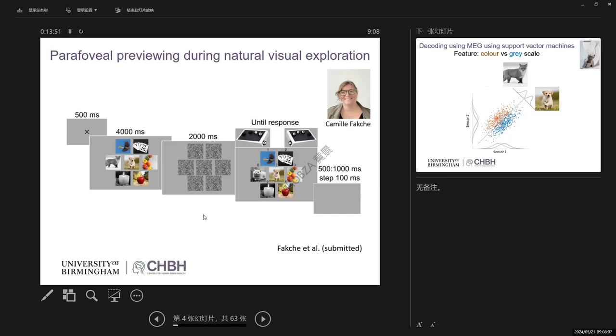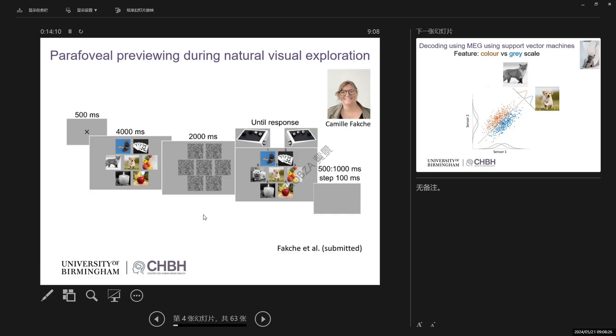These objects are of different categories. For instance, it can be animals and food items, fruits here, right? Furthermore, what we also did was to have some of these objects in color and some of these objects in black and white, right?